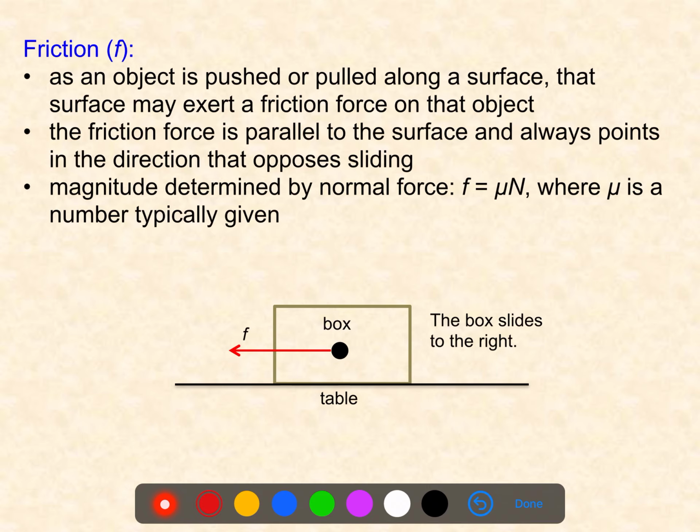Whenever the object actually is moving, then we have what we would call kinetic friction, and that's going to be proportional to the normal force. The constant of proportionality involved here is a constant called mu, and mu is the coefficient of friction. Typically, you'll find the value of that coefficient on a table that considers the type of surface that you're dealing with. A smooth surface will have a smaller frictional coefficient than a rougher surface, for example.